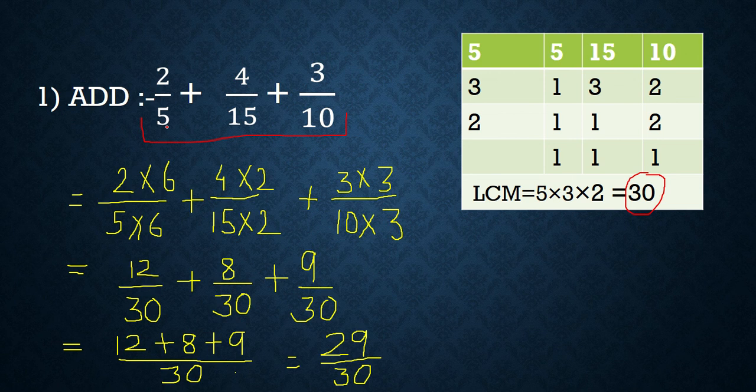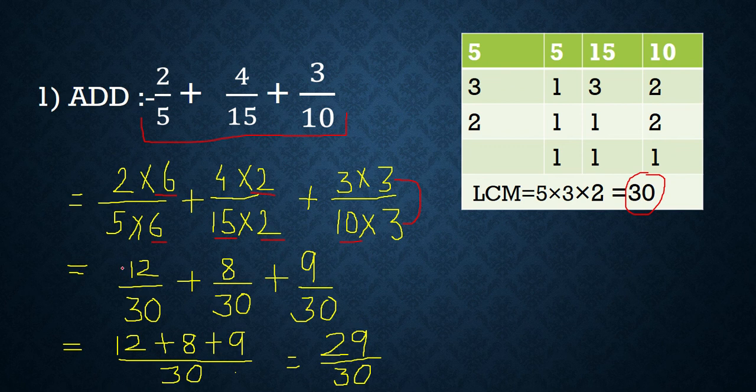Now over here we have 5, right? 5 sixes are 30. So we have multiplied 5 with 6. Similarly we have to multiply this 2 with 6, right? So we got 12 by 30. Over here 15 twos are 30. Again we have to multiply this 4 with 2. We got 8 by 30. Now 10 multiplied by 3 is 30. Again we have to multiply this with 3. The number which you multiply in the denominator, the same number you have to multiply for the numerator. So by multiplying, we got 12 by 30, 8 by 30 and 9 by 30.